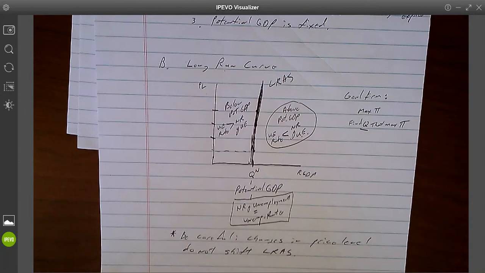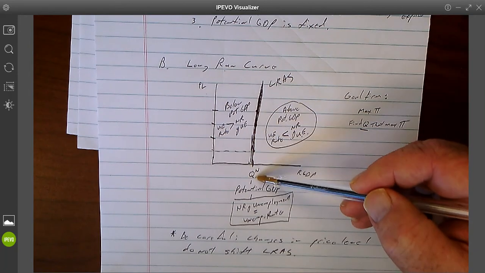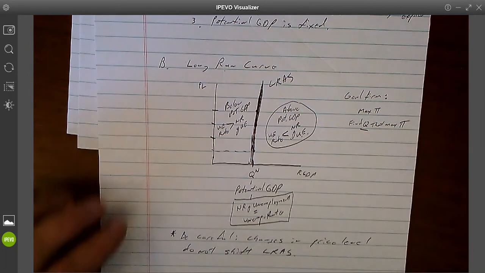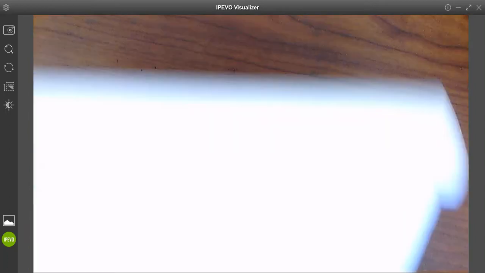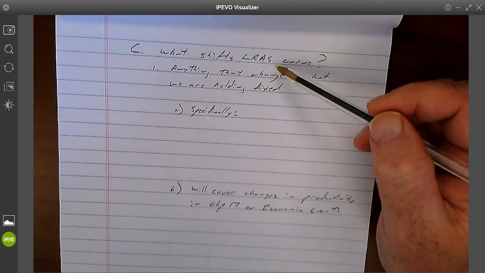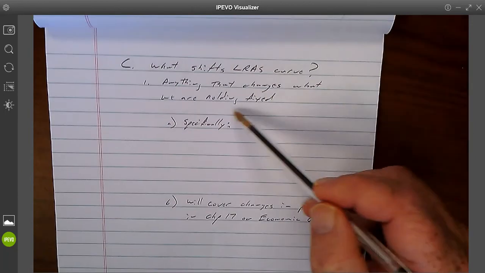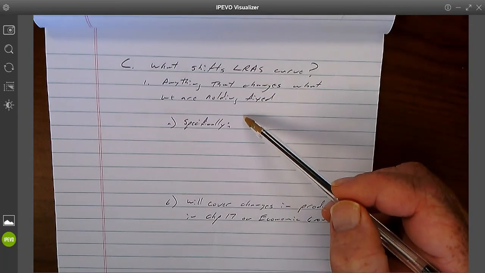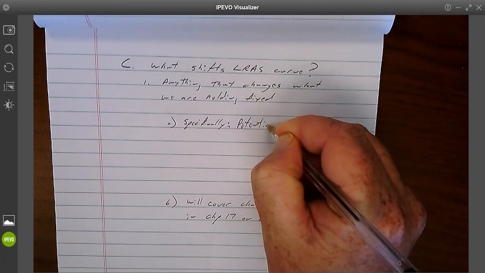Now, just like before, be careful. Changes in the price level don't shift the long-run aggregate supply curve. They just move us up and down the curve. But they're not going to change quantity in this case. We're just going to move up and down the same curve. Well, what shifts the long-run aggregate supply curve? And the answer is anything that changes what we're holding fixed. What were we holding fixed? Well, specifically, we were holding potential GDP fixed.